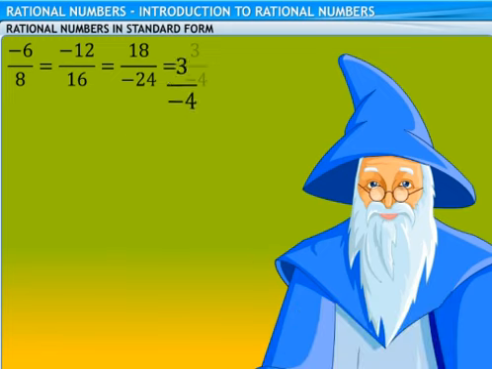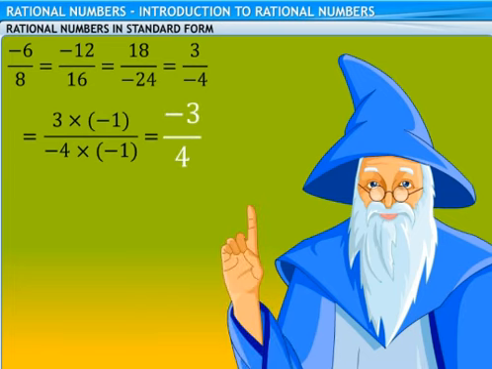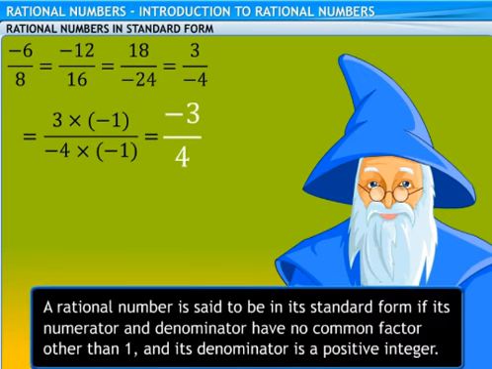Getting rid of the minus sign in the denominator is easy. We just need to multiply the numerator and denominator by -1. The number -3 by 4 that we have now meets all the conditions. Here we have a rational number whose numerator and denominator have no common factor other than 1, and whose denominator is a positive integer. This form of a rational number is called its standard form.